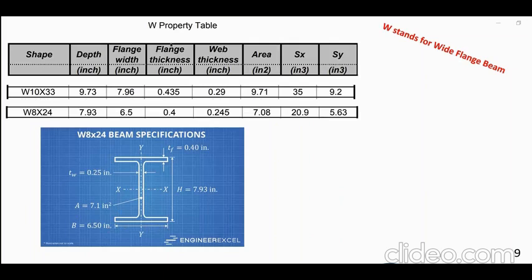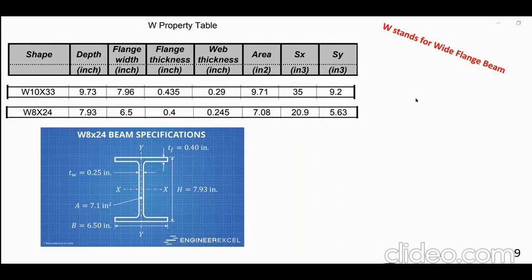This is the flange thickness. This thickness or that thickness is 0.4 right there. See that? 0.4. The web is right here. The web thickness is 0.245. It's rounded in this drawing to two digits, so 0.245 inches. The cross-sectional area is 7.08, etc. And there are SX and SY, and we'll get there in a minute.